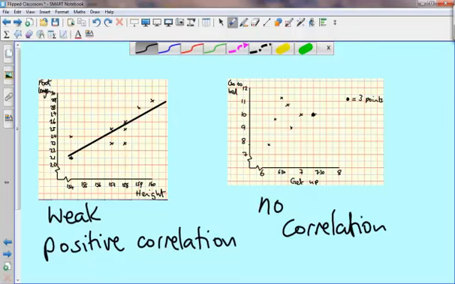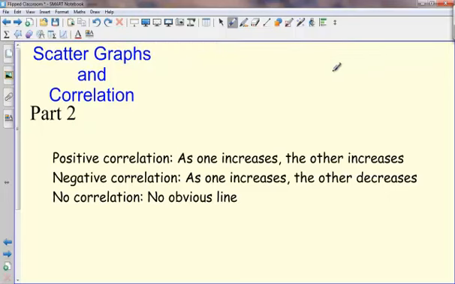And here are the key points for scatter graphs, but specifically correlation.